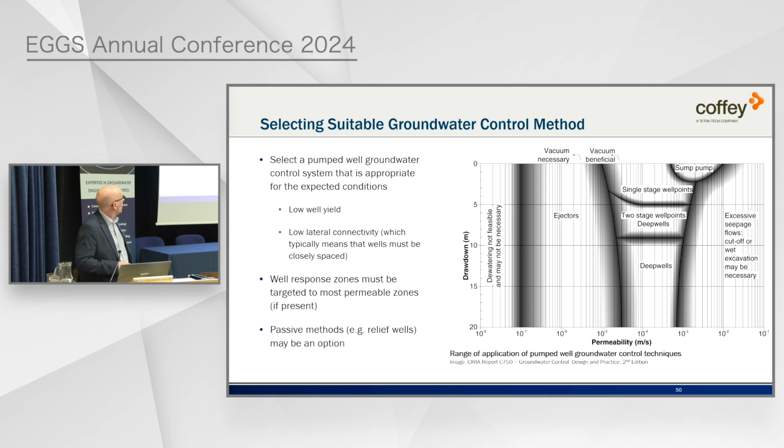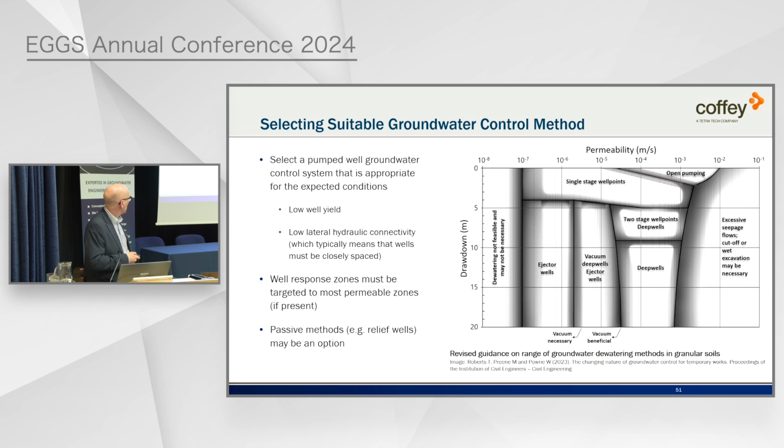That can be good. Many of you will be familiar with this diagram, which comes from CIRIA Report C750, that relates drawdown on a vertical scale to permeability here with different methods. This work was actually based on work by Toby Roberts in the 80s and 90s, and Toby has recently led some work that has updated that diagram. It was published in the ICE Proceedings, and it'll be in the new Geological Society Working Group book. And if you notice, the main change is that we've now got a section on vacuum deep wells, ejector wells and well points working in these poor aquifer zones. This is the poor aquifer zone here.